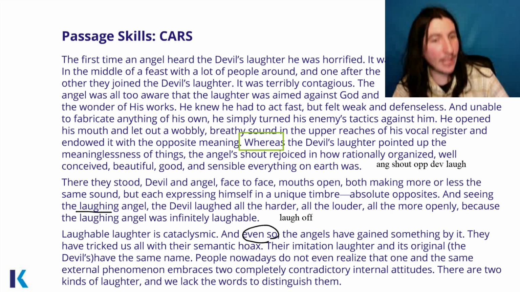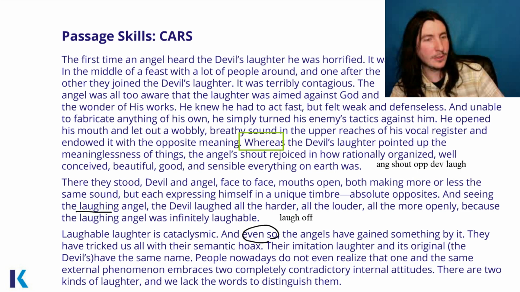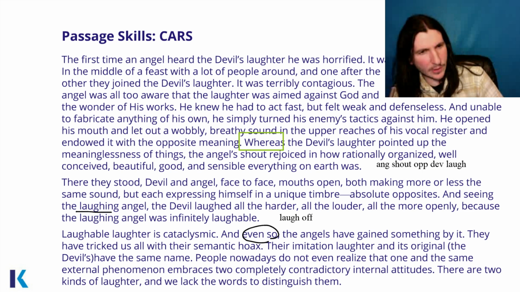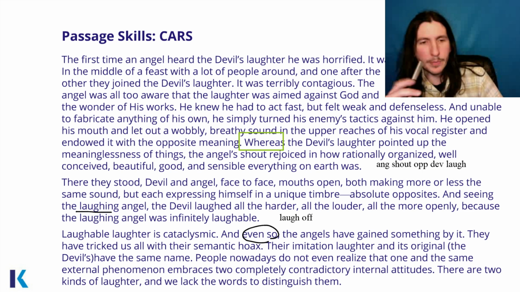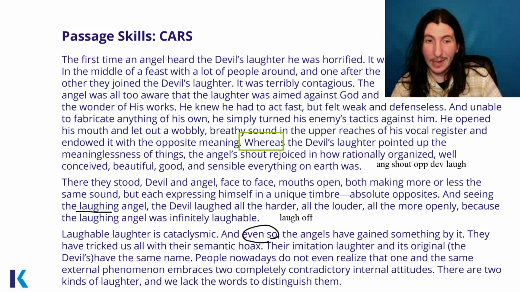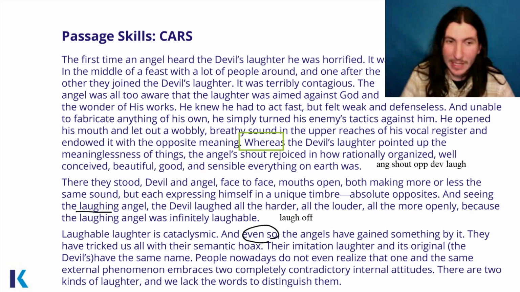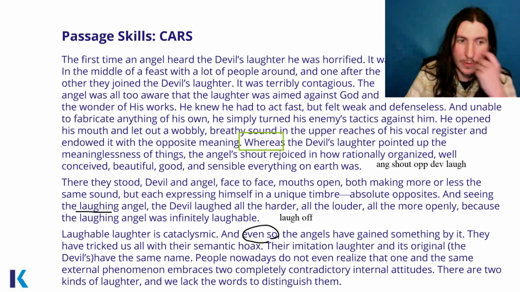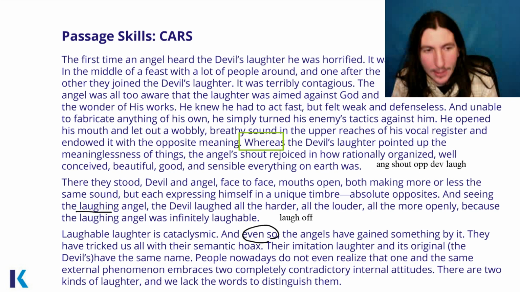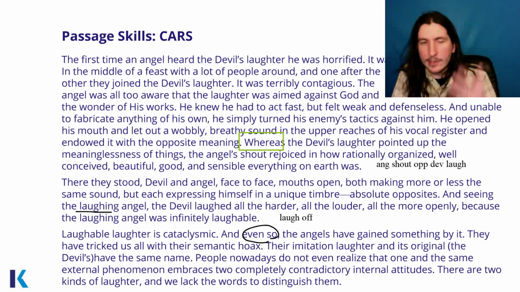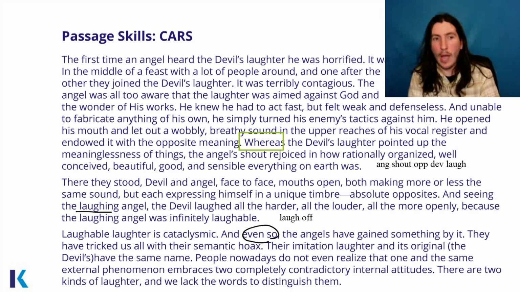"Even so, the angels have gained something by it." I have no idea what. While that's important, what's really important is what they've gained and why they've gained it. So this sentence gives me nothing, but just tells me something important is coming soon. "They have tricked us all with their semantic hoax." Okay, what they've gained is that they tricked us. Still don't know how. "Their imitation laughter and its original, the devil's, have the same name."